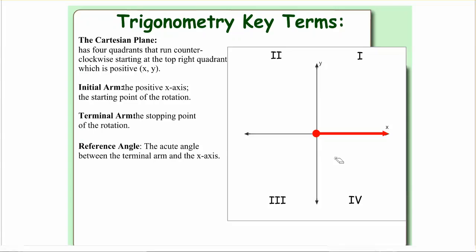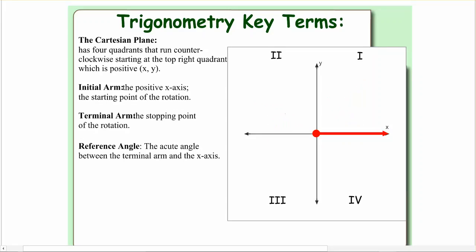So the initial arm, again, is the arm where you start on the positive part of the x-axis. And the terminal arm would be that arm coming out of there. And reference angle: let's say I had an angle like that. The reference angle is always the angle back down to the x-axis. So this would be my reference angle in that case. But if I had an arm coming off in this direction, this would be my reference angle. It's just the angle always back down to the x-axis.